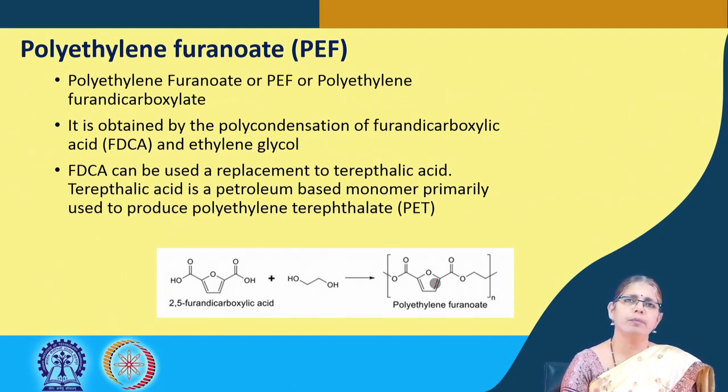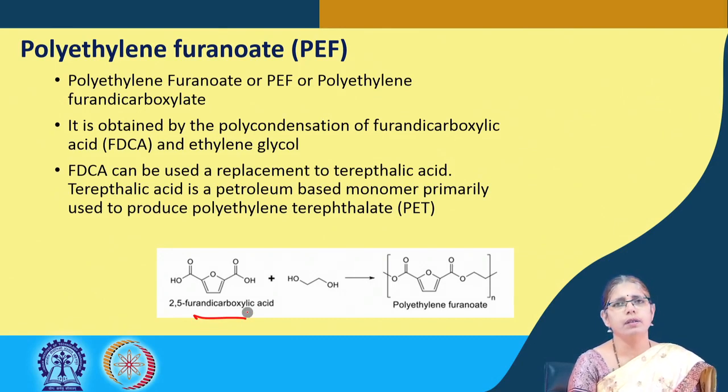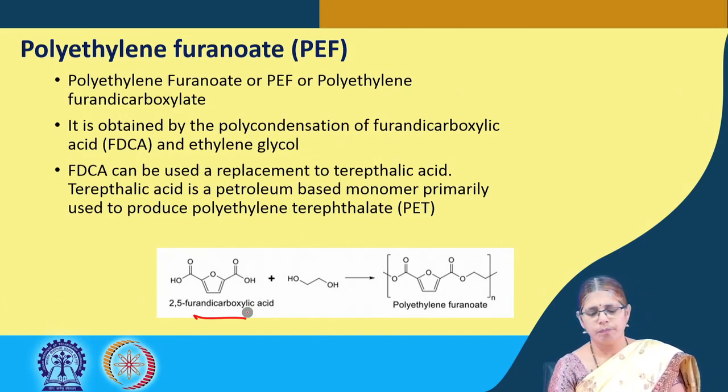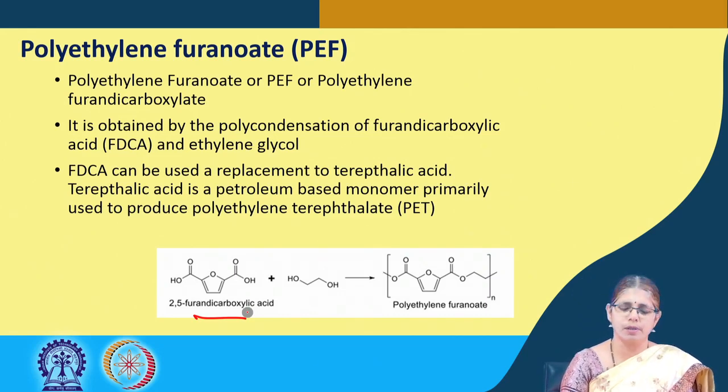How is this compound obtained? As you can see in this particular equation, you have 2,5-furan dicarboxylic acid combines with ethylene glycol to form polyethylene furanate. So, this is a condensation step and it is a polycondensation step. So, there are n number of molecules that are possible.